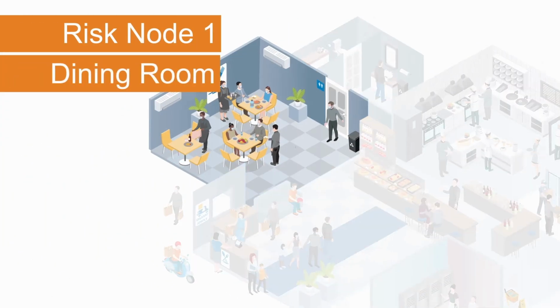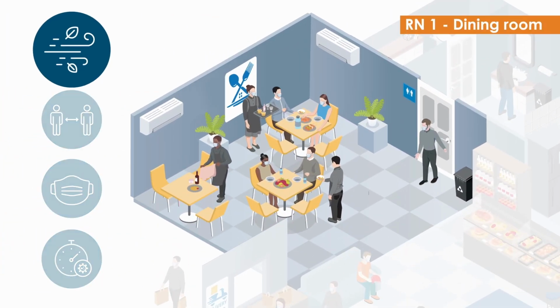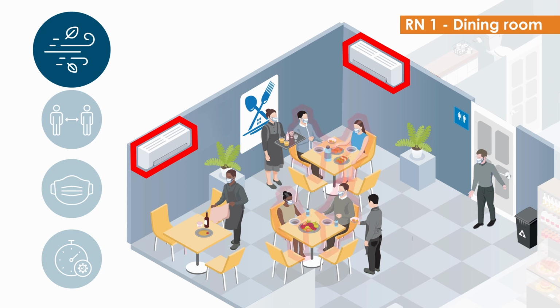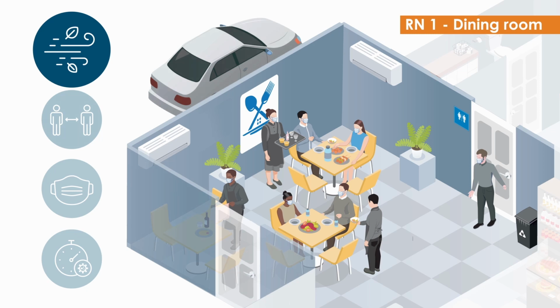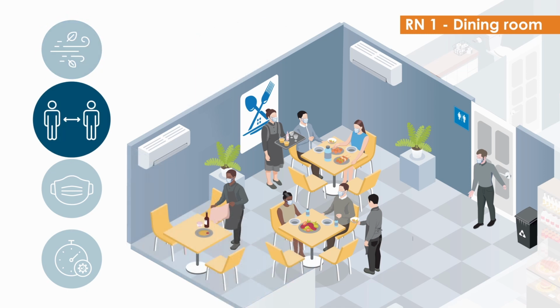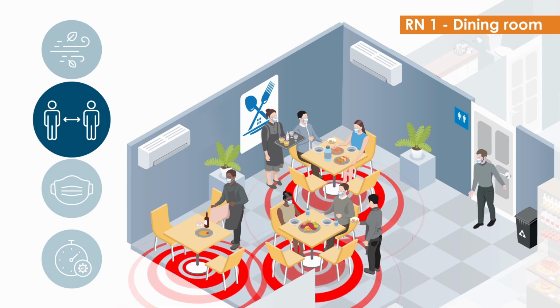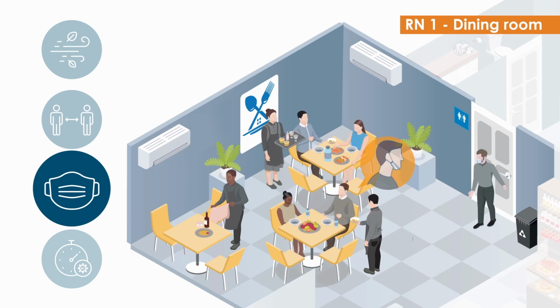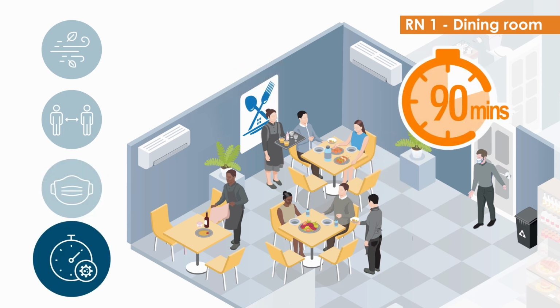Risk Node 1, Dining Room. This is a small restaurant, and it does not have windows that can be opened. Although it does have air conditioning, it is only turned on when customers are present. The restaurant is in a place where it is not possible to have outdoor seating. As a small restaurant, they try to make the most of the available space so the safety distance between tables is not always respected. When there are no customers on the premises, employees remove their mask. Customers also remove their mask as they settle at their tables. They usually spend around an hour and a half having lunch or dinner at the place.